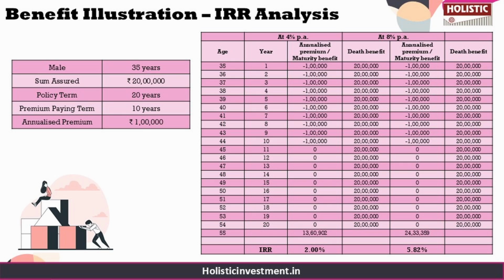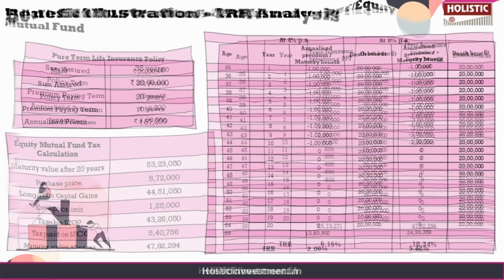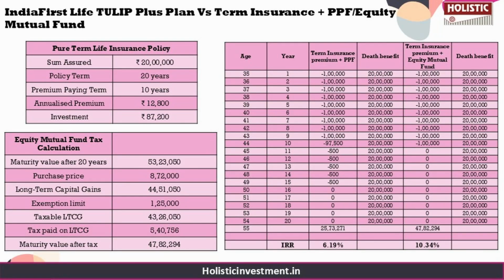Furthermore, the 20 lakh sum assured is insufficient for robust financial protection. So besides underwhelming returns and inadequate life cover, the plan also suffers from poor transparency in fund management and imposes high charges. These factors significantly diminish its appeal as a long-term investment solution.